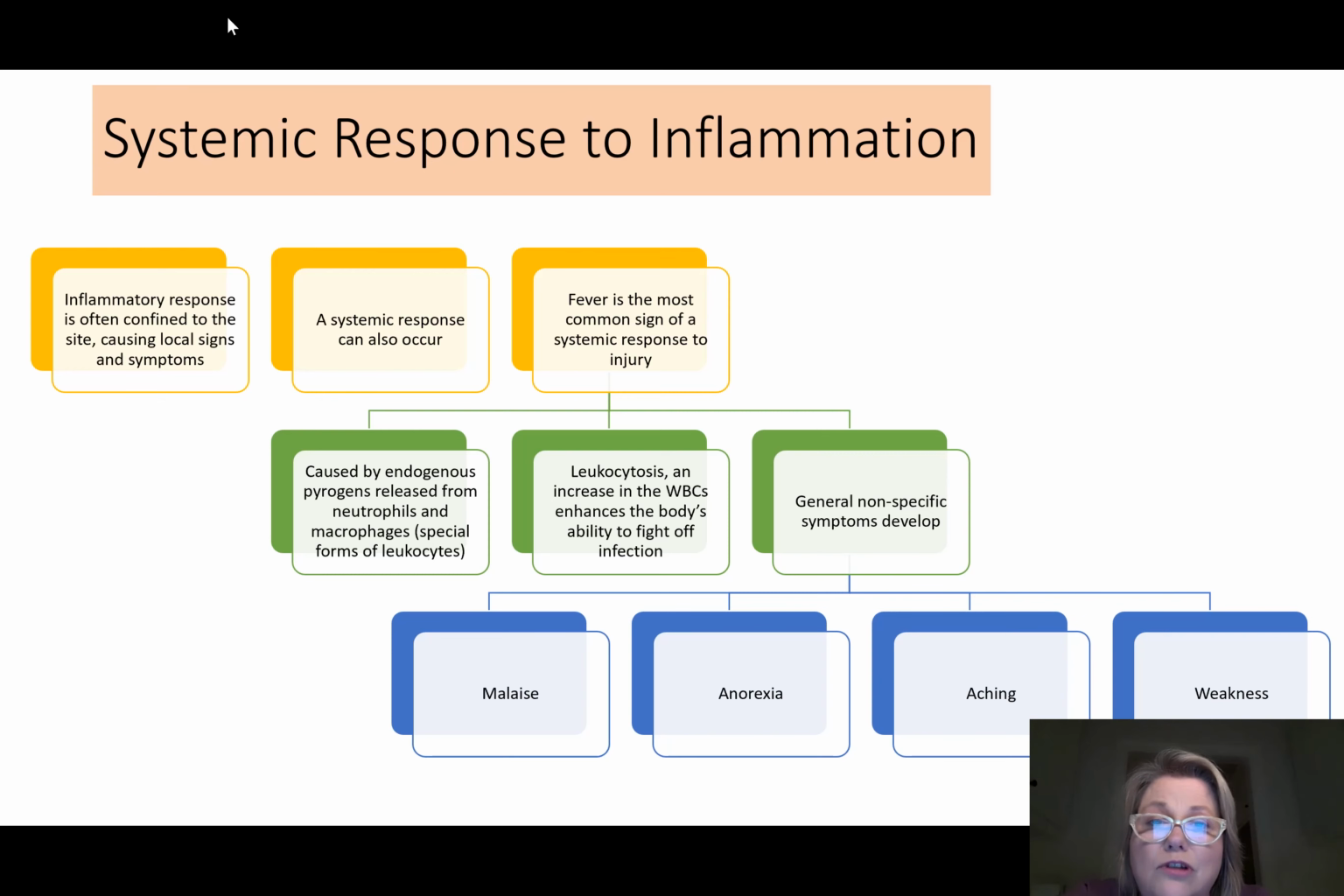It's kind of like our little soldiers that go out and protect us. And also, general non-specific symptoms can occur, like we just talked about a few minutes ago: malaise, anorexia, aching, and weakness.